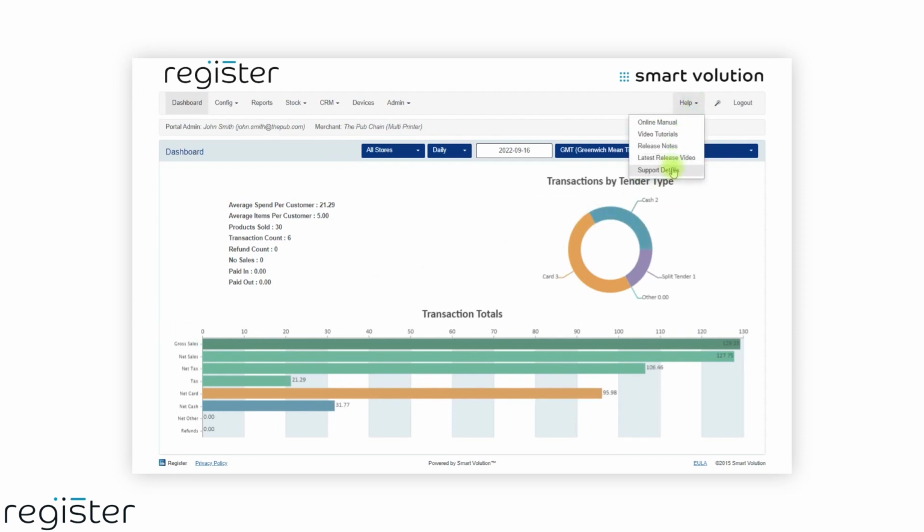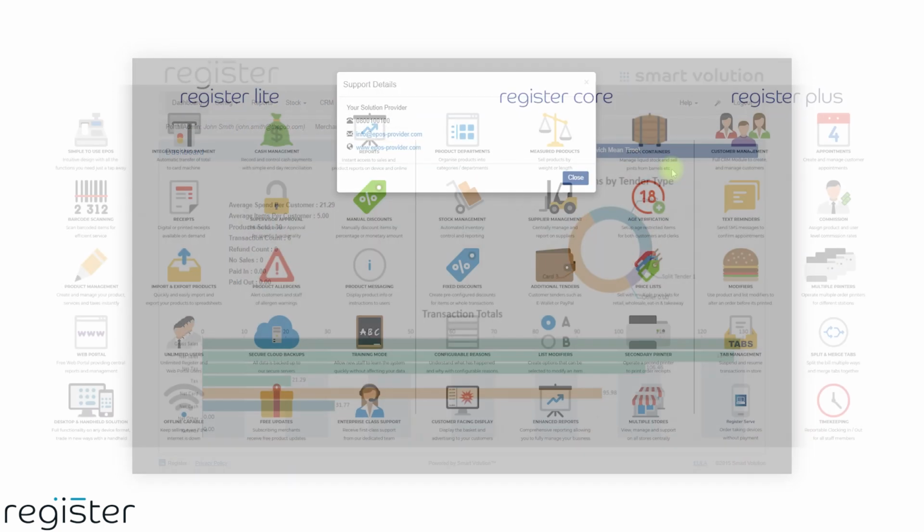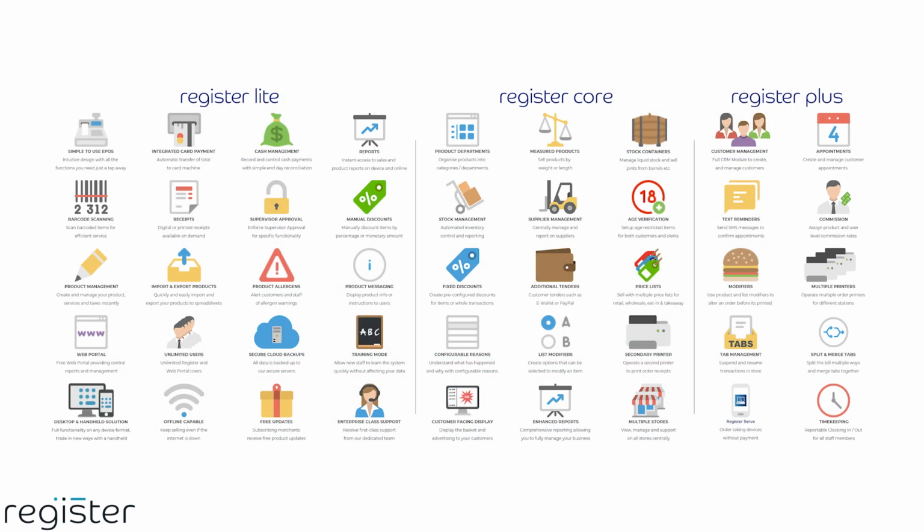Further information on advanced printing and the KDS integration can also be found in your user manual, and if you still have any questions, please contact your support provider, whose details can be found on the side menu in the web portal.